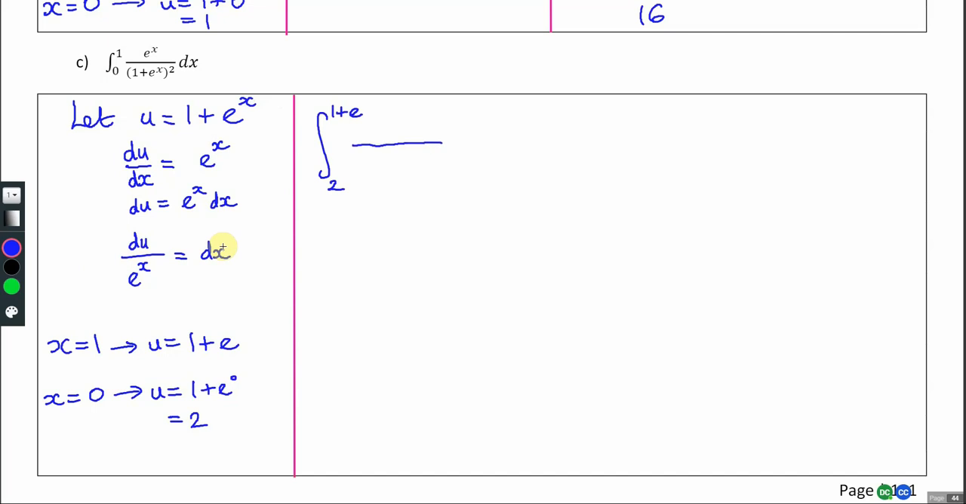Now the denominator is what I called, well, the inside of the brackets is what I called u. So the denominator is u squared. I'm going to leave the e to the x in the numerator for now and replace dx. And notice that the e to the x's cancel. We have a common factor in the numerator and the denominator. Let's simplify this. It's just u to the power minus 2.